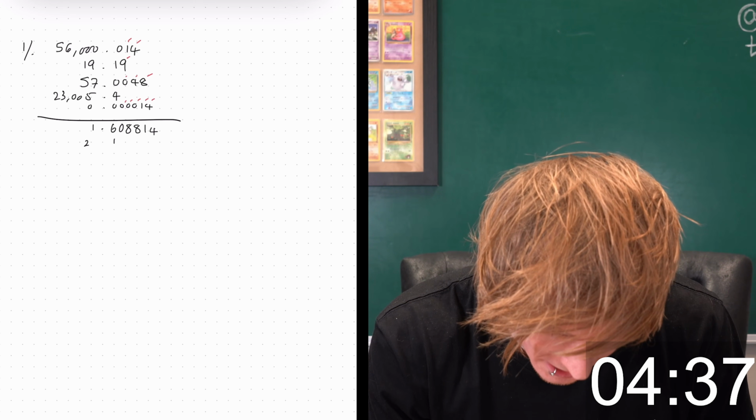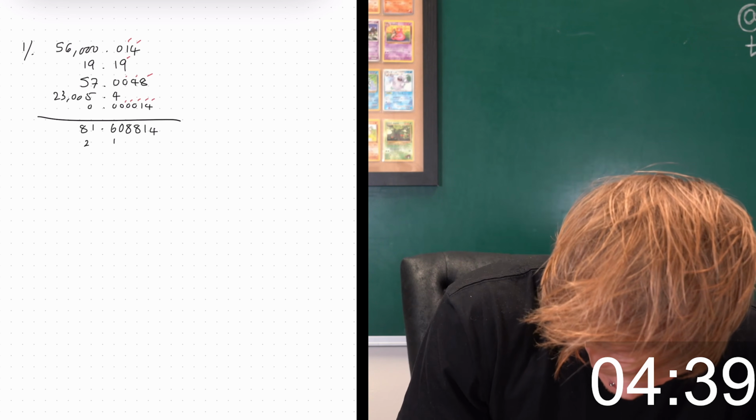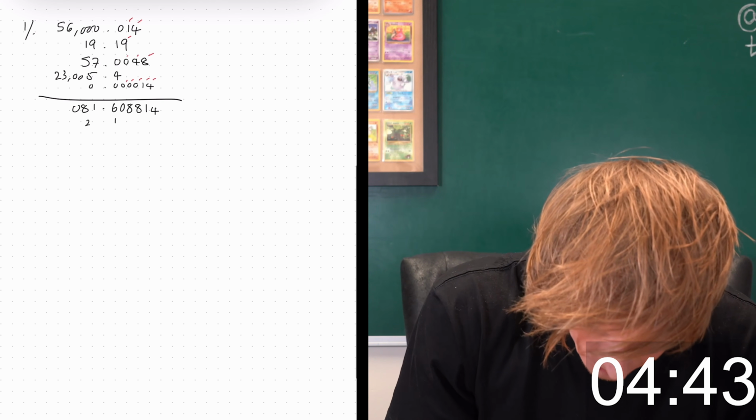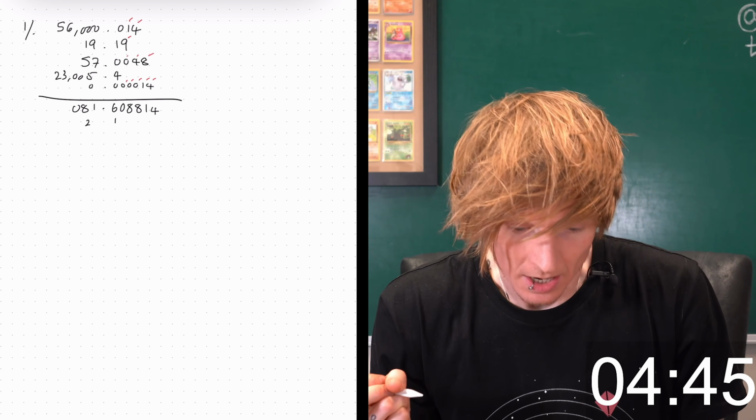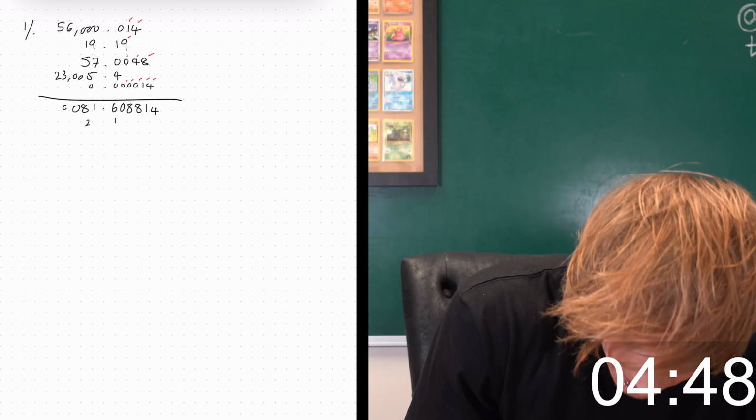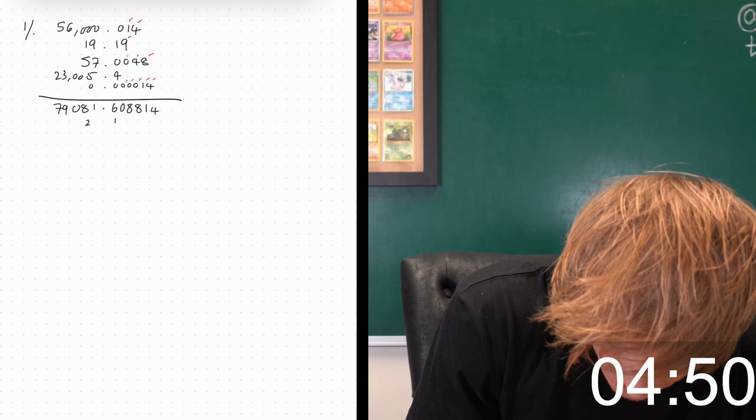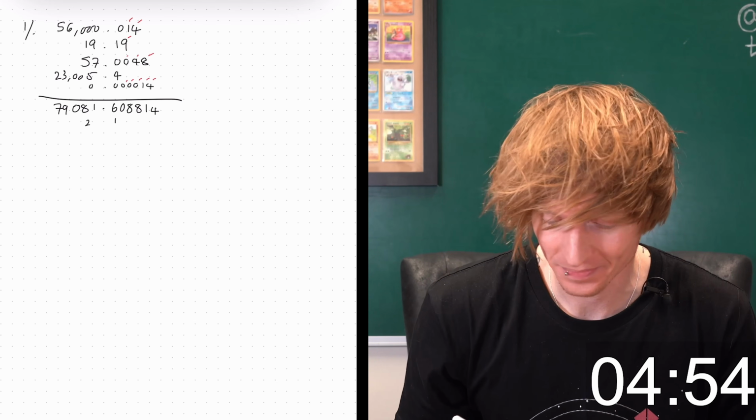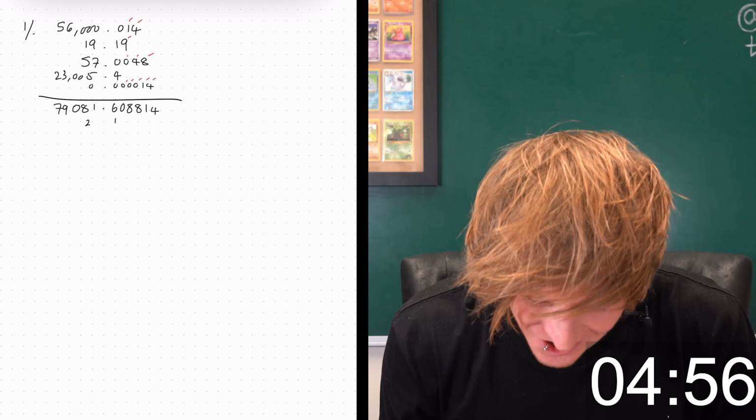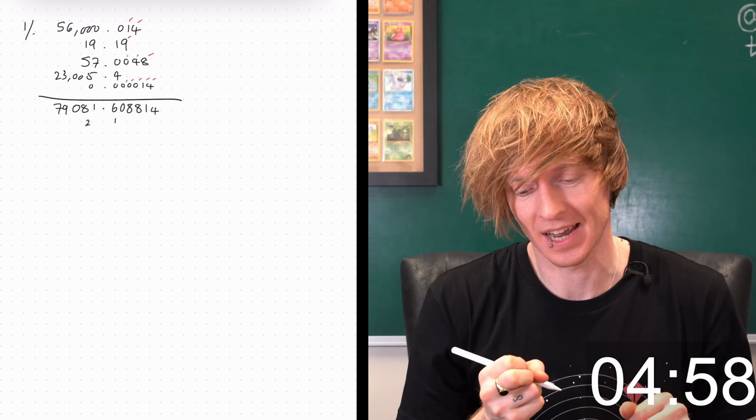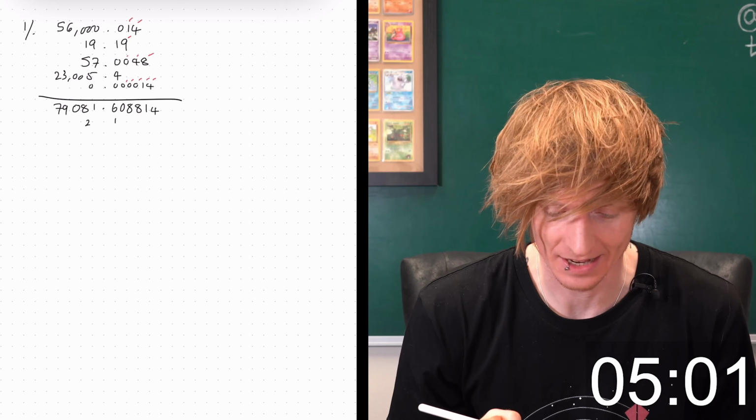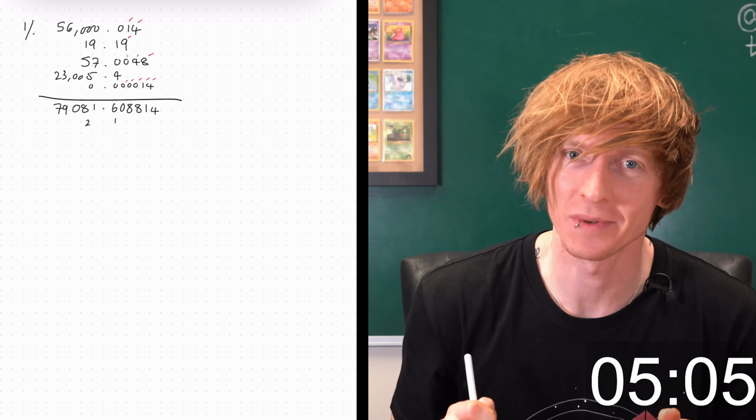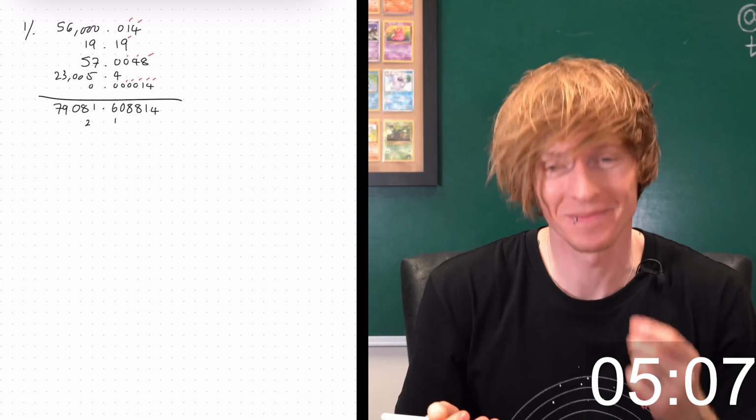0 plus 1 and 5, so that's 6, that's 8, 81. The hundreds is a 0, and then that's going to be a 9 and a 7. All right, so 79,000. I think it's 79,081.608,814. Or 79,081.608814, as we would say today. All right, that's question 1.